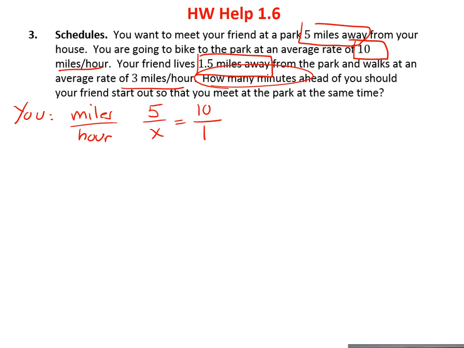And now I have a proportion that I can solve. And x is in the bottom, so I'm going to use the cross product. So 5 times 1 equals 10 times x. And now we divide by the coefficient of the variable. So 10 times x, the opposite of multiplying by 10 is dividing by 10.